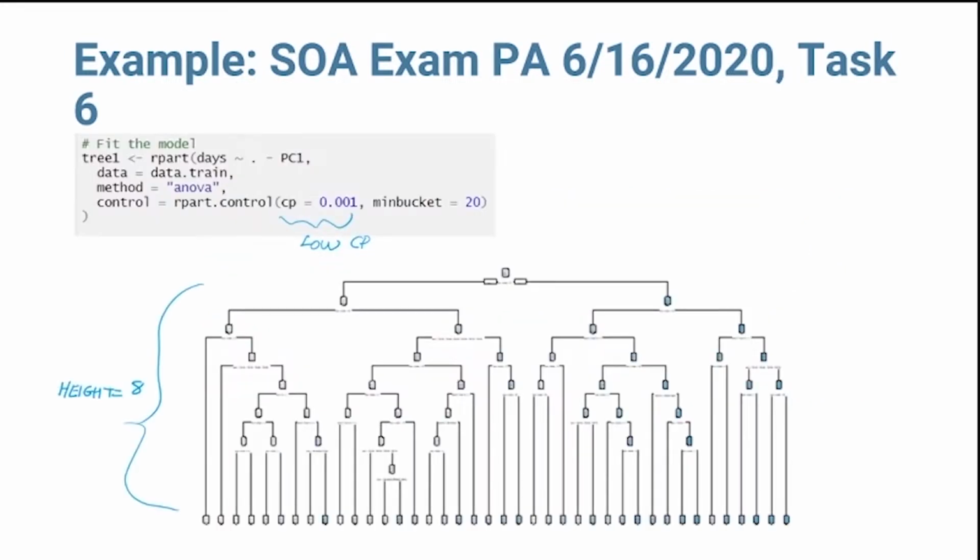So here's the first part. You simply ran the code that created the tree. Notice the CP value was 0.001, which is relatively low, and so this results in a very complex tree. The height of this tree is 8.